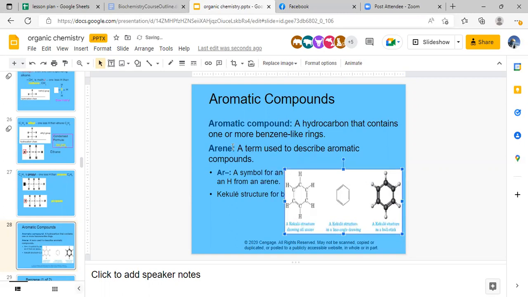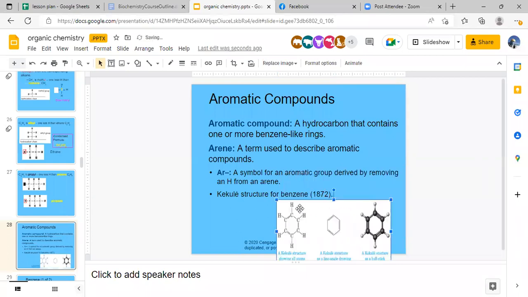Okay, so another term for aromatic compounds, you call it arene. So when you have an AR attached to a carbon, that's actually a symbol of an arene or aromatic structure. Okay.